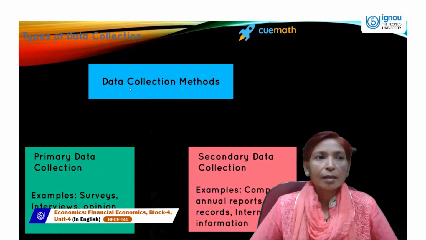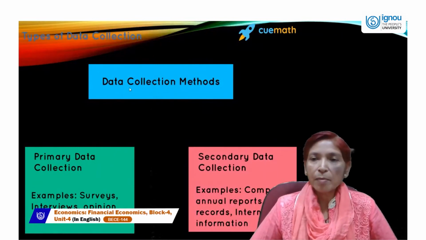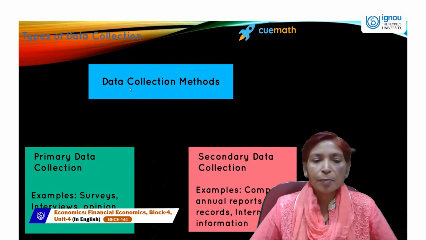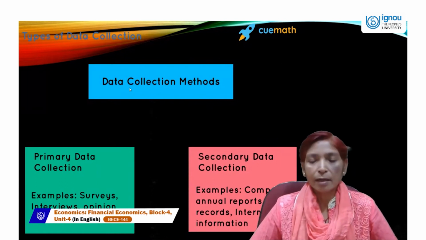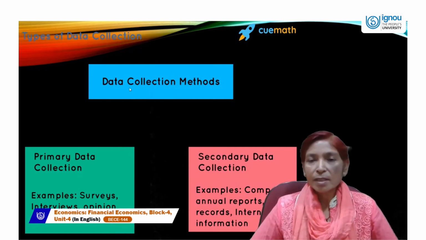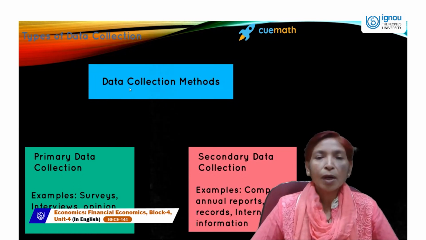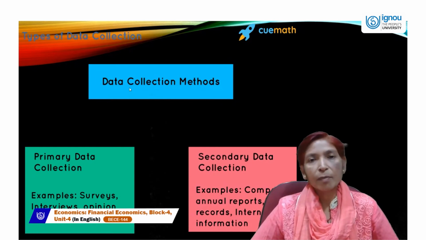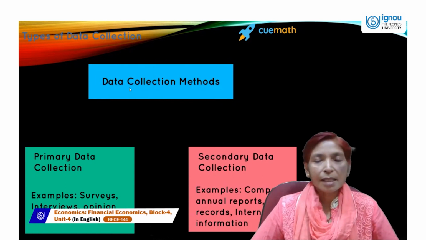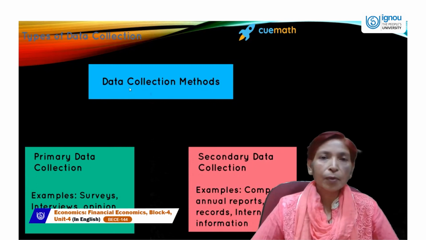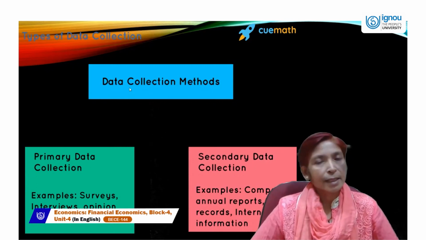And there are two types of data collection: primary data and secondary data. Primary data is data which is very original, which is first collected by the person who is doing research or investigation and wants to collect original data. Then the primary data collection method is very useful. Examples of primary data are surveys, interviews, opinion polls, questionnaires, etc.